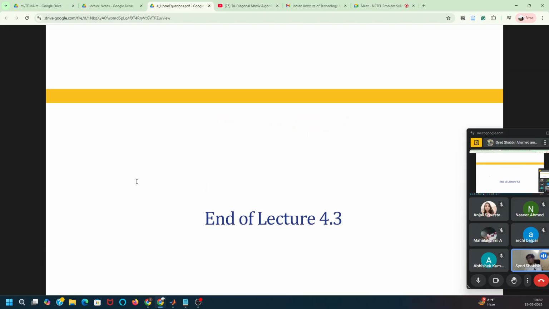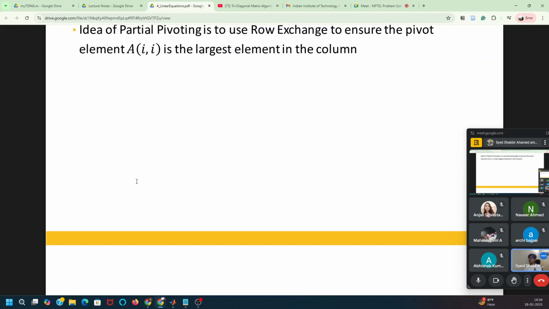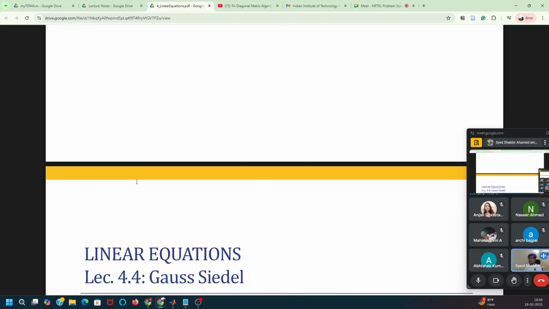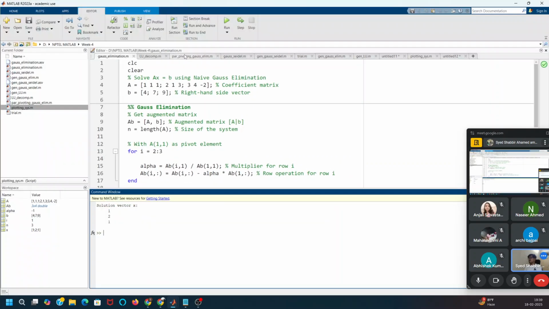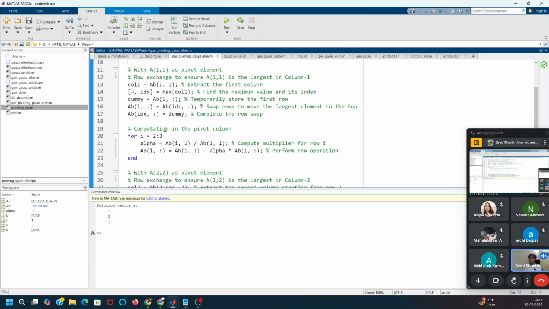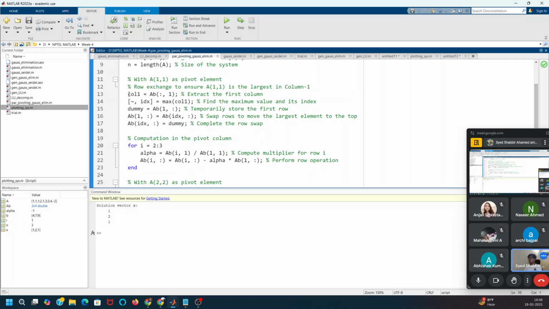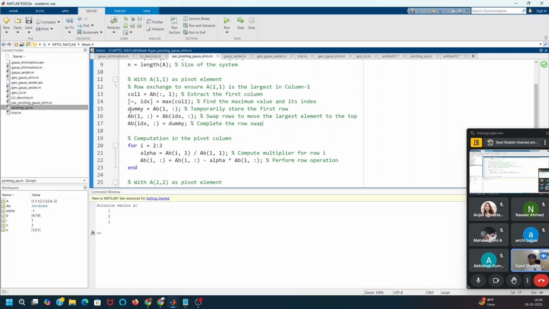There is also complete pivoting and all these things, which you can check in the text I'll share. So we have partial pivoting here. This is the same code for Gauss elimination. We are just swapping rows so that our pivot element is the largest in that column.